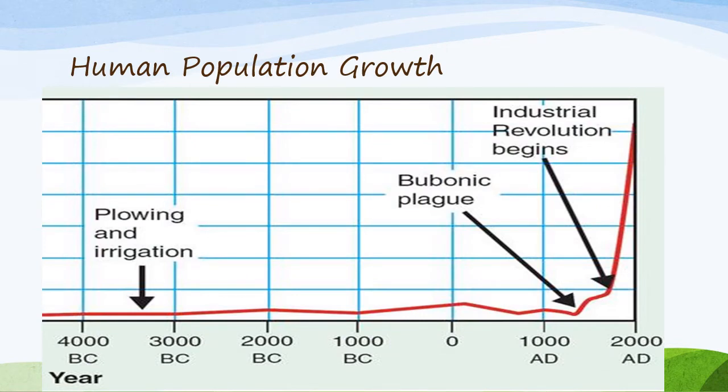Here we see human population growth again kind of level, and then we start growing exponentially right around the time that the Industrial Revolution occurred. We had a little dip there during the bubonic plague, but after that we went straight up. That's that J-shaped curve.